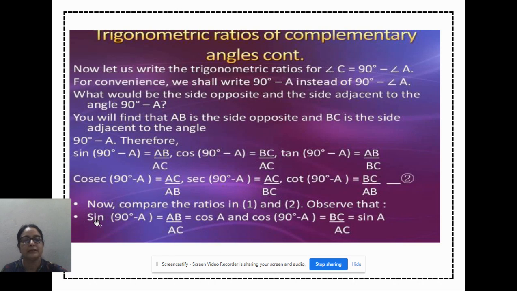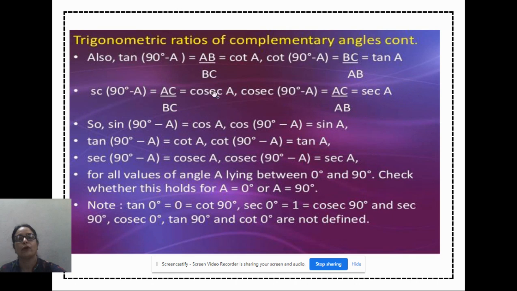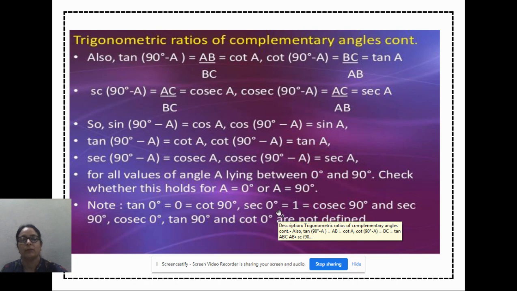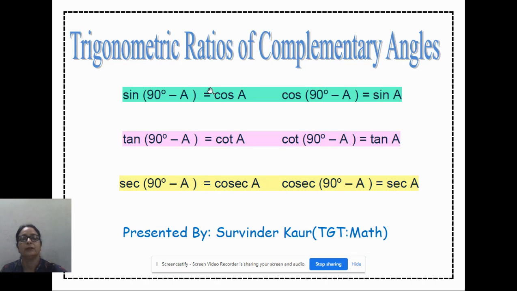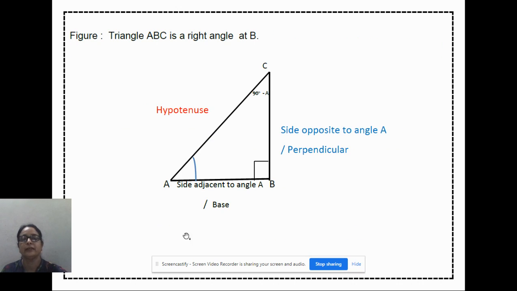So this implies that sin(90 minus A) is equal to cos A, because you can compare from equation 1 and 2 and find that both are equal. Similarly for the other ratios, cos(90 minus A) is equal to BC by AC, which is equal to sin A. Similarly you can find for tan, cot, sec and cosec. So easily you can see that sin(90 minus A) will be cos A, and it can easily be proved with this diagram.